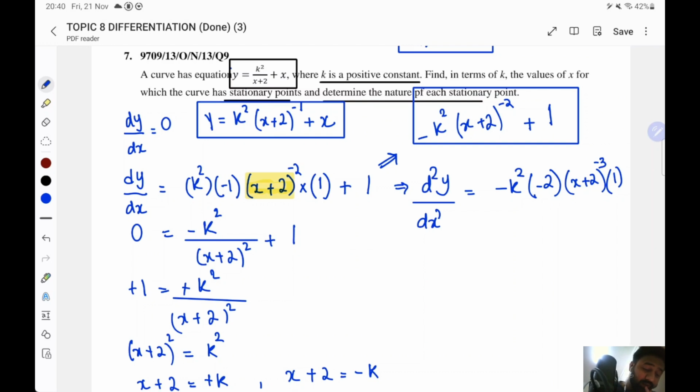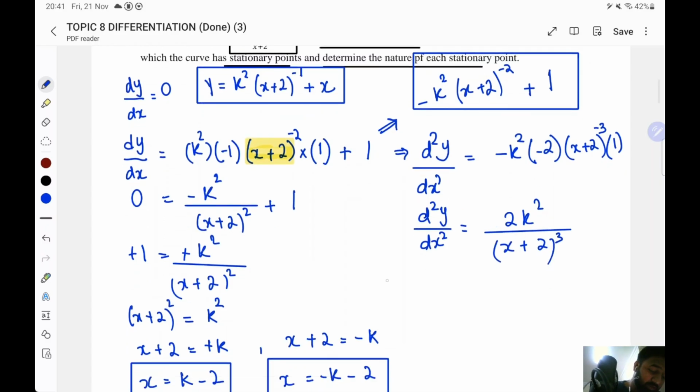So what is the second derivative, d squared y over dx squared? It will be 2k squared divided by (x plus 2) to the power of 3. Now we can see, for the two values of x, we have the two values of x over here.